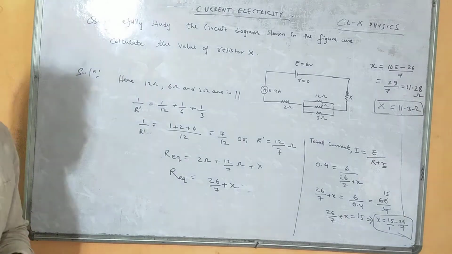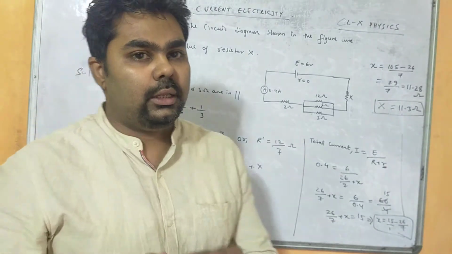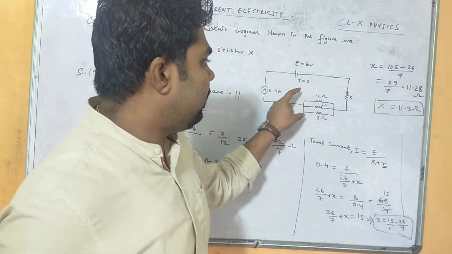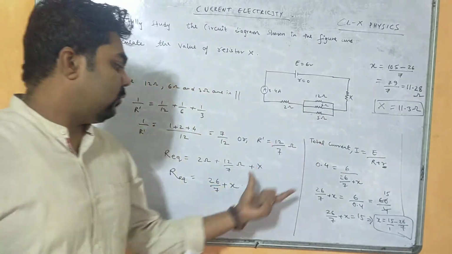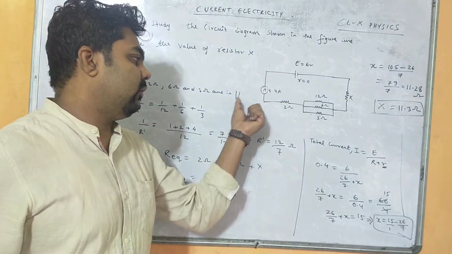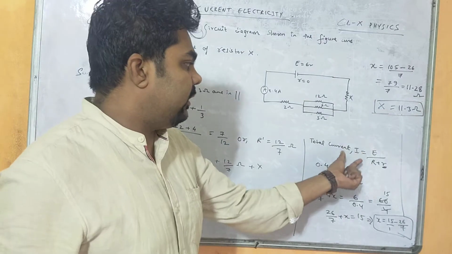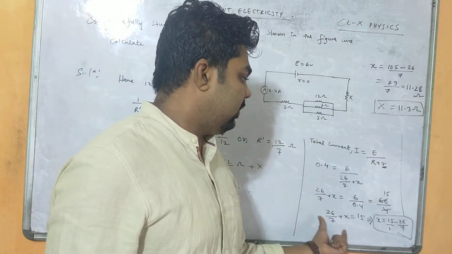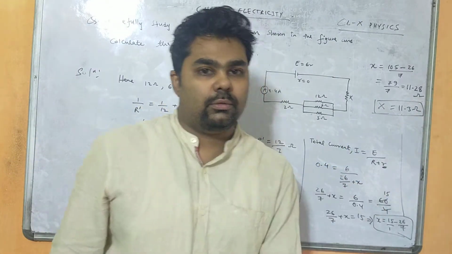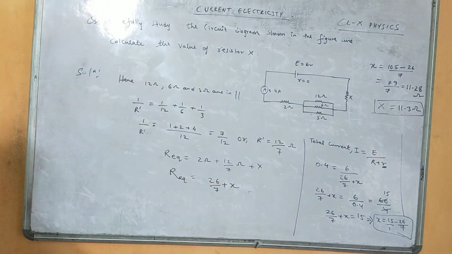So this is how we solve this type of question. In any network, first we will see what the equivalent resistance is. Then we will calculate the total resistance. Then if current is given, we will apply the current formula, that is current equals total EMF by total resistance. After substitution, we will get the value of the unknown resistance.